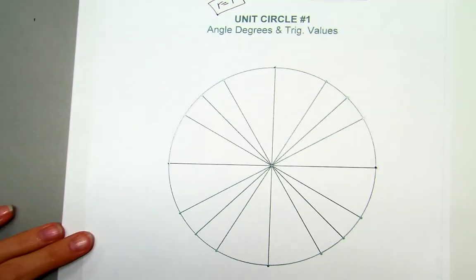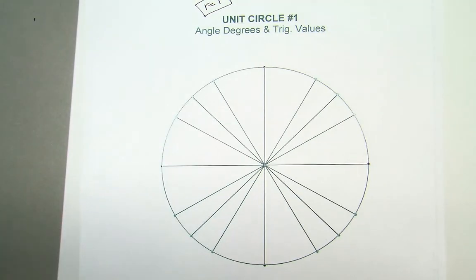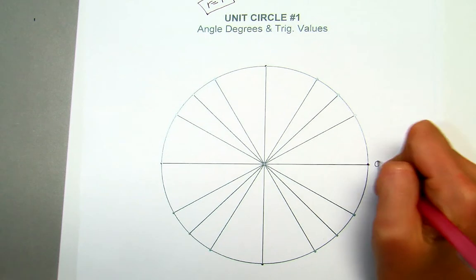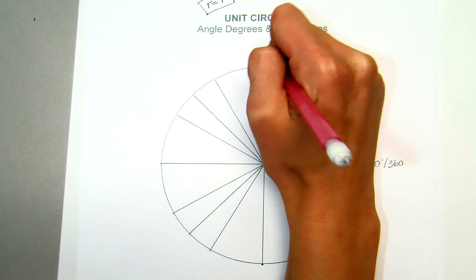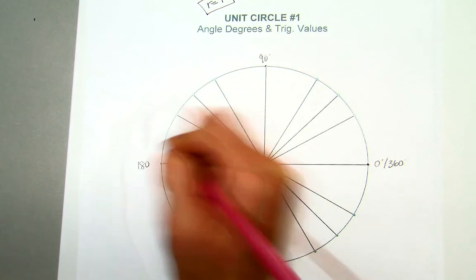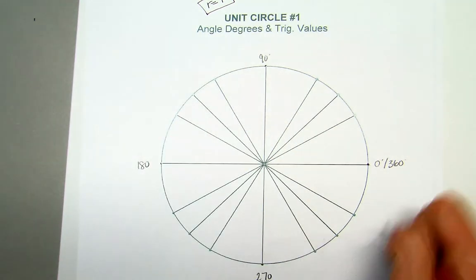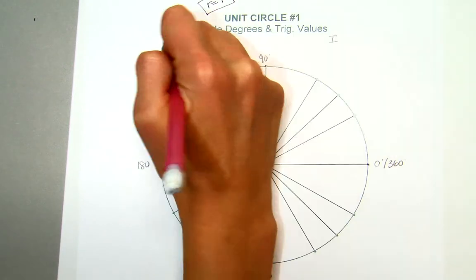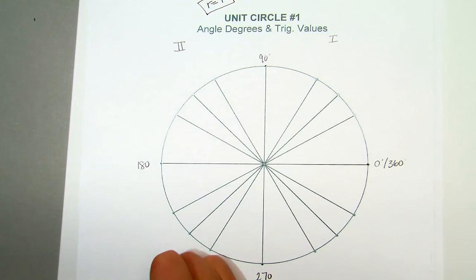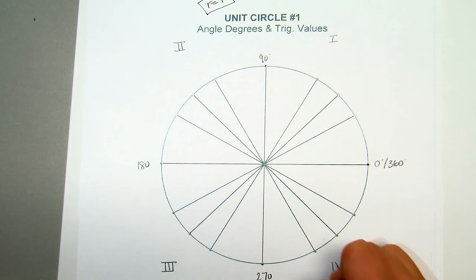So the idea of the unit circle is we have your quadrantal angles, which are 0 and 360, 90 degrees, 180 degrees, 270, and back to 360. So it's kind of like a quadrant 1, a quadrant 2, quadrant 3, and a quadrant 4.